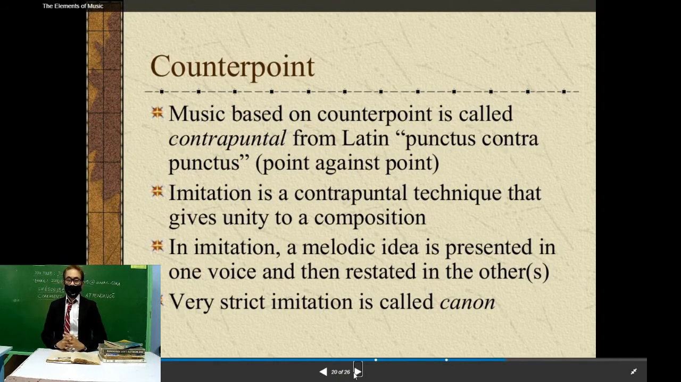Now, how about counterpoint? Music based on counterpoint is called contrapuntal, from Latin punctus contra punctum, point against point. Imitation is a contrapuntal technique that gives unity to a composition. In imitation, a melodic idea is presented in one voice and then restated in the others. Very strict imitation is called canon.